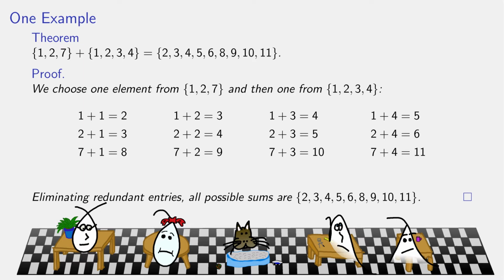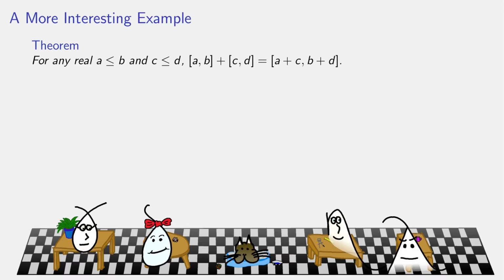Once we get rid of redundancies, like 3 and 5 are both in there twice, as was 4, the possible results are exactly 2, 3, 4, 5, 6, 8, 9, 10, 11. This is all possible sums of something from the set {1, 2, 7} plus something from the set {1, 2, 3, 4}. Observe, by the way, that 1 is not a possible sum. Even though 1 was in both sets to begin with, since you have to add something from one set to something from the other, in this particular case, we could not get out 1 as a possible sum. A more interesting example, however, would be this one.